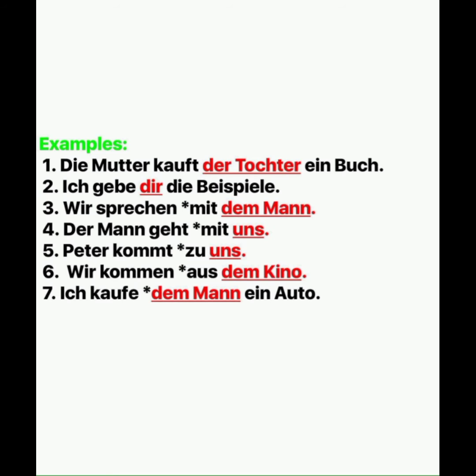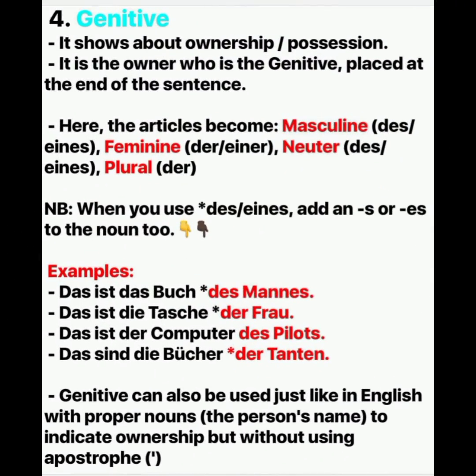And now the final case, which is the genitive. What do we mean by genitive? Now, this one doesn't have a lot of stories. It is simply right to the point. Genitive is all about ownership and possession only. It is the owner who is the genitive, so it is the person owning. It is the owner who is the genitive placed at the end of the sentence.